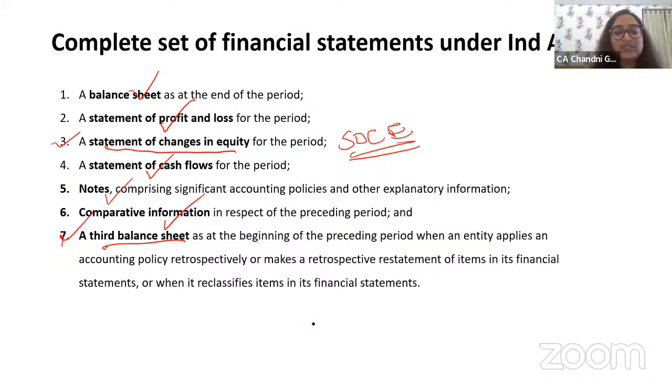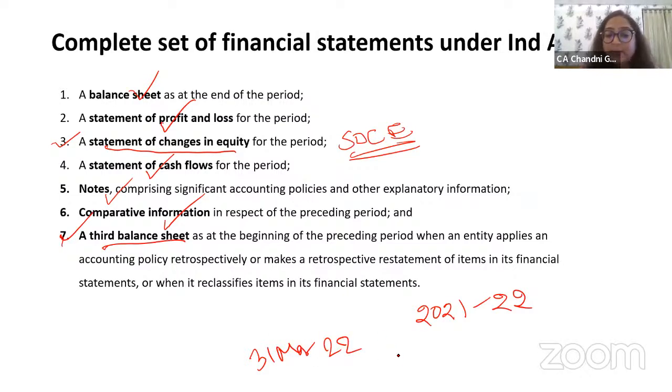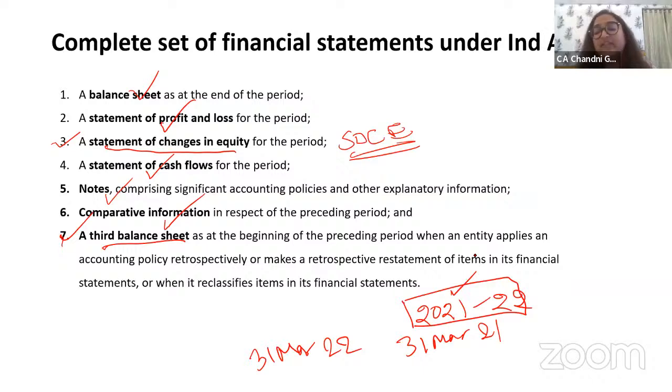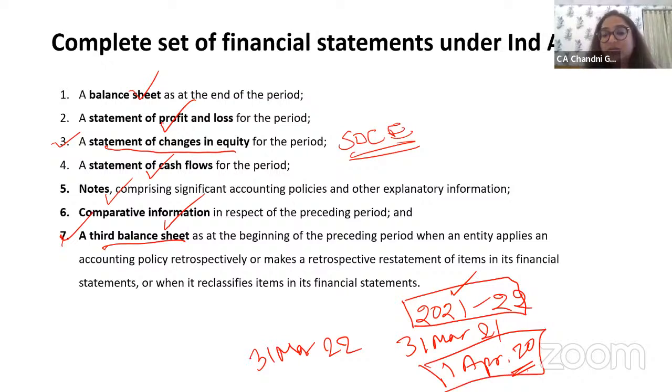Now what is the third balance sheet? Suppose you're preparing financial statements for year 2021-22. You will prepare a balance sheet for 31st March 2022, and as comparative, you will give 31st March 21. But if there is any change in accounting policy in year 21-22, then you will have to give an opening balance sheet of 1st April 2020. This is the third balance sheet.